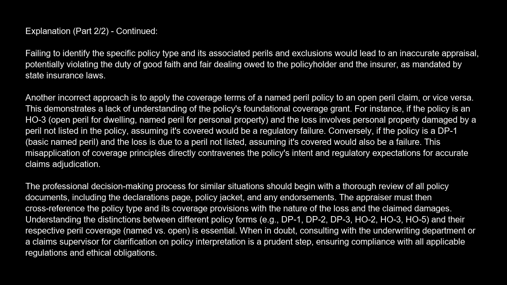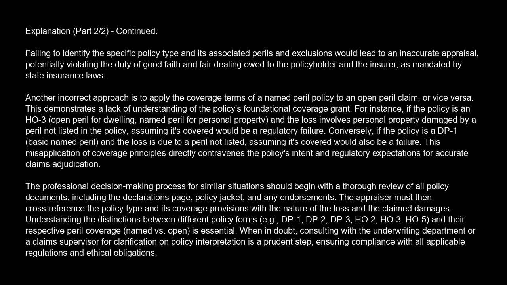This demonstrates a lack of understanding of the policy's foundational coverage grant. For instance, if the policy is an HO3 open peril for dwelling, named peril for personal property, and the loss involves personal property damaged by a peril not listed in the policy, assuming it's covered would be a regulatory failure. Conversely, if the policy is a DP1, basic named peril, and the loss is due to a peril not listed, assuming it's covered would also be a failure. This misapplication of coverage principles directly contravenes the policy's intent and regulatory expectations for accurate claims adjudication.